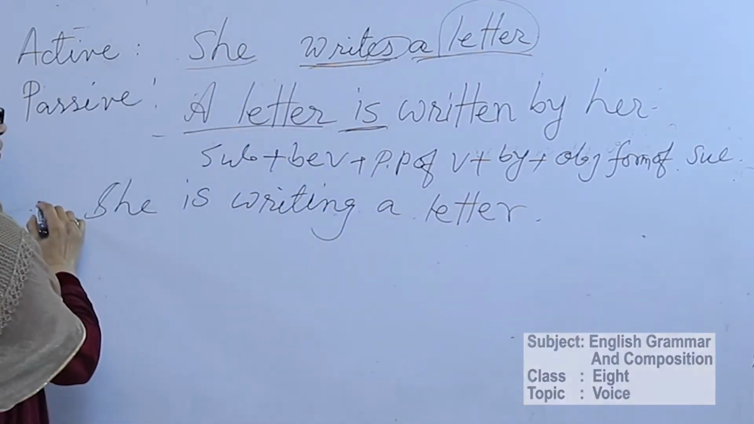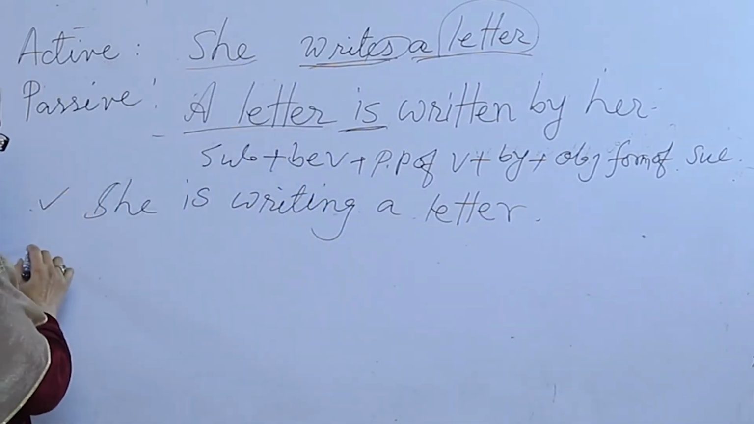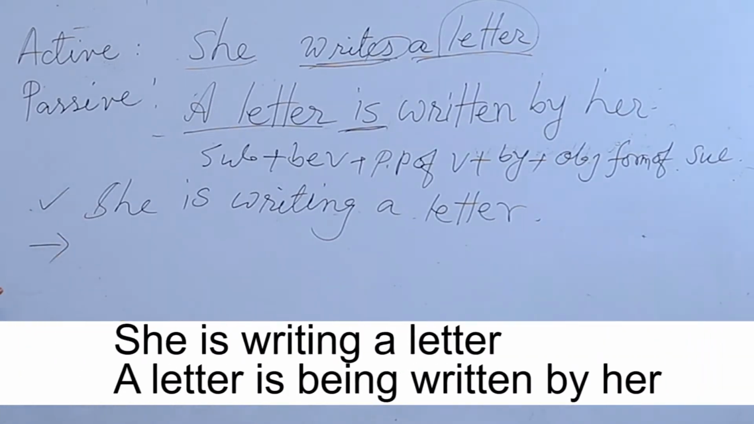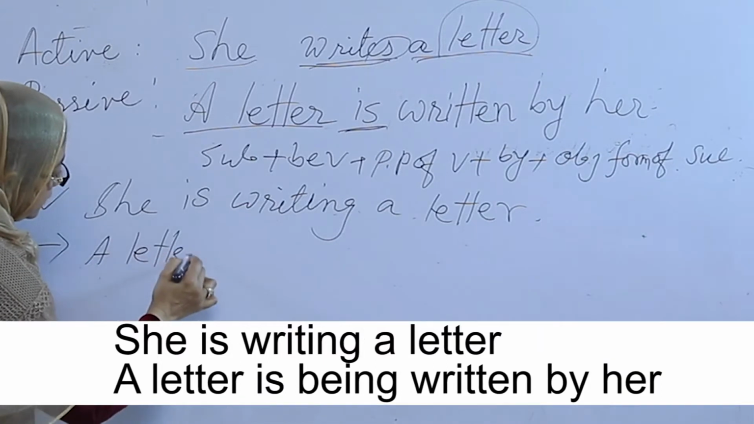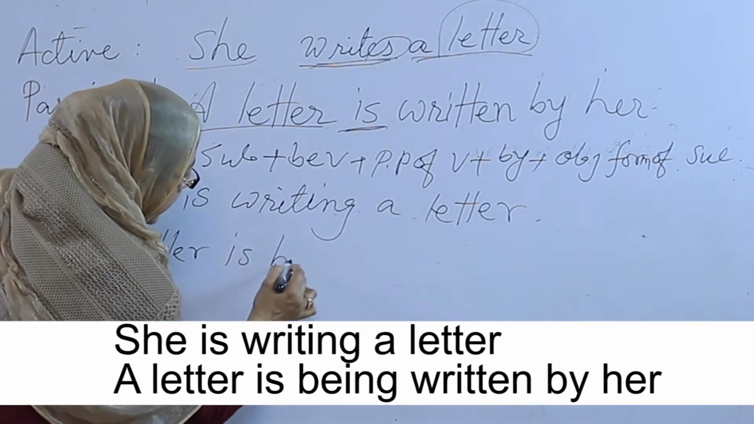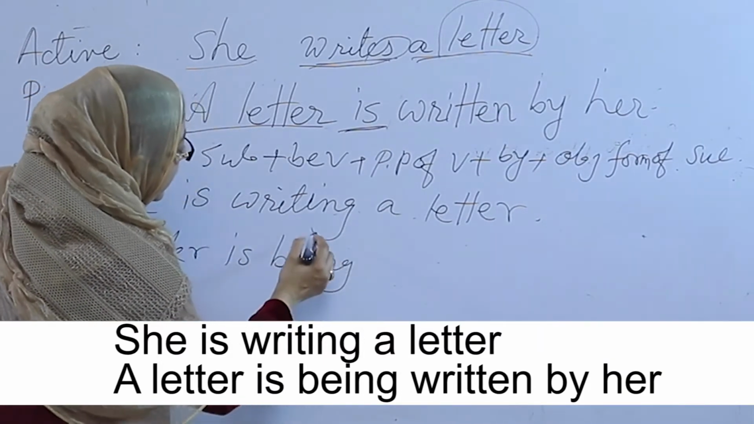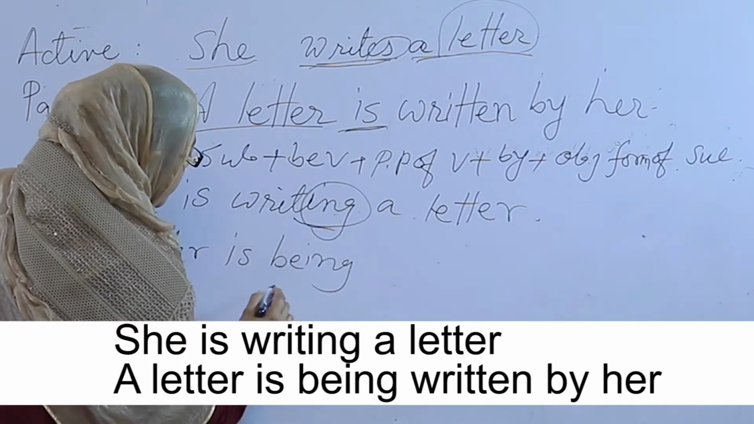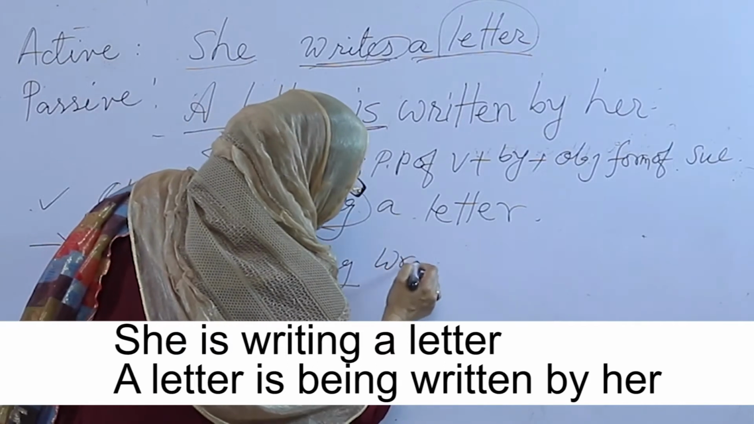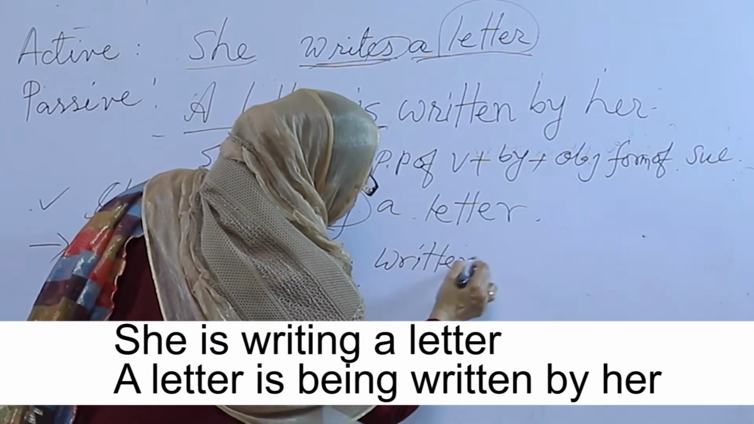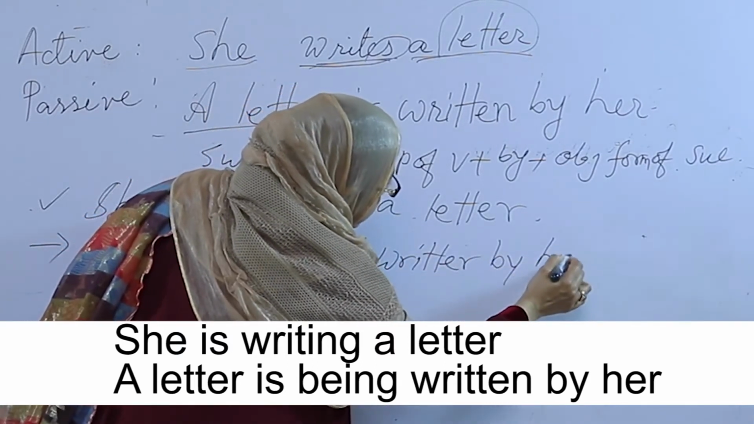This is the present continuous sentence. How can I turn it into passive? A letter is being, we use being because it is a continuous form, so we use being. A letter is being written by her.